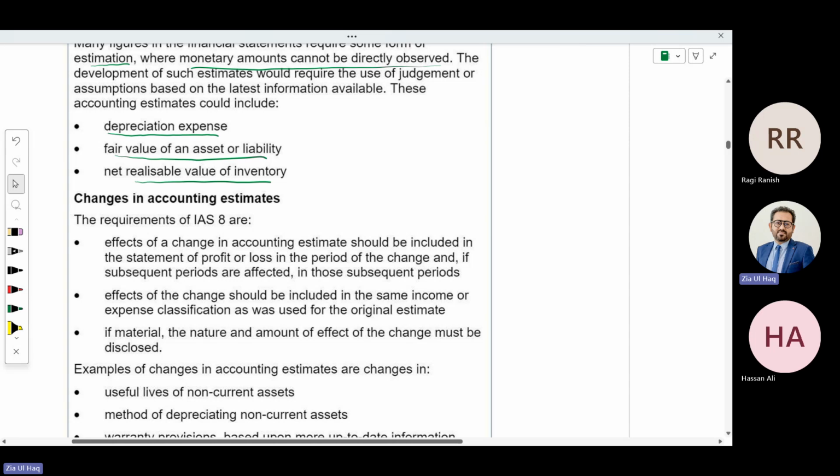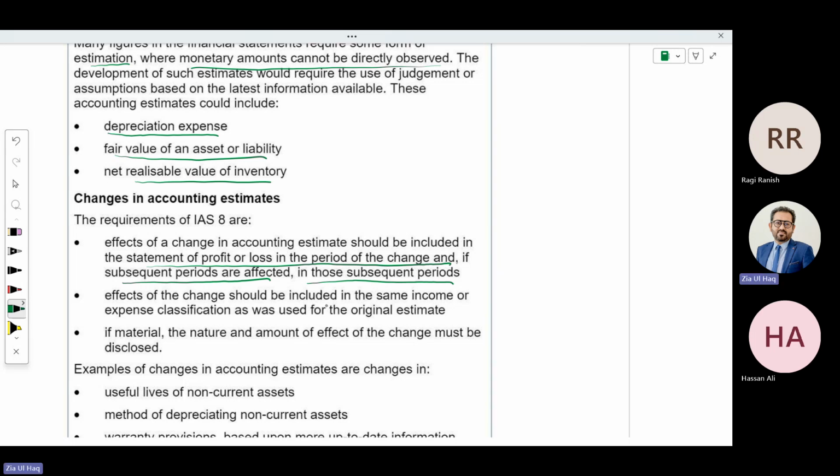Changes in accounting estimate. The effect of a change in accounting estimate should be included in the statement of profit or loss in the period of change, and if subsequent periods are affected, in those subsequent periods. I mean, you have changed the depreciation rate or method, where that depreciation will move in the statement of profit and loss account. And there shouldn't be any retrospective effect. There should be prospective effect, meaning subsequent. This estimate change will be reflected in future financial statements as well. You will calculate depreciation using these estimates.